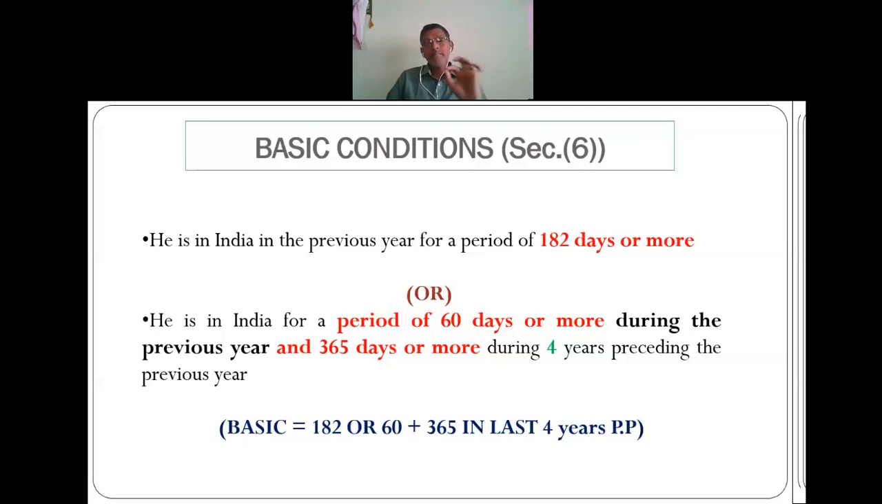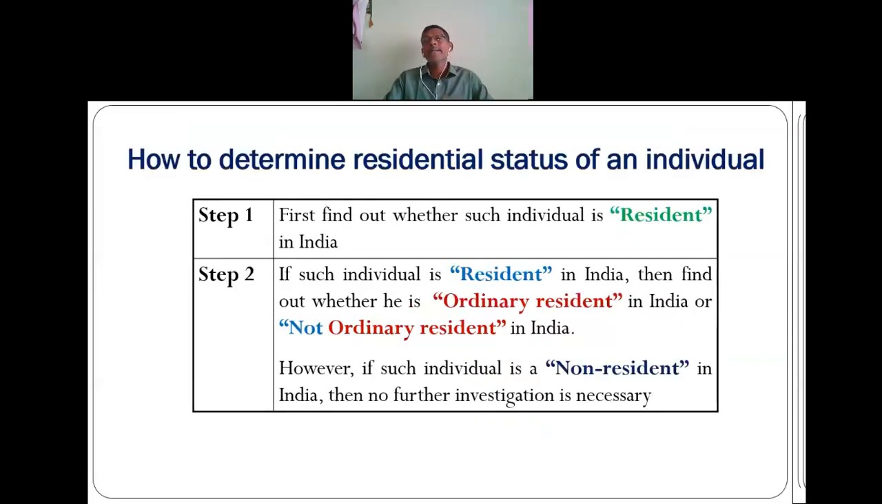Simply I mentioned here how the basic conditions are to be satisfied. Either your minimum period of stay is 182 days, or if you are failing on those days, then 60 plus 365 days in the last 4 preceding previous years. Once you satisfy any one of these basic conditions, then automatically you have satisfied step number one: I become a resident.